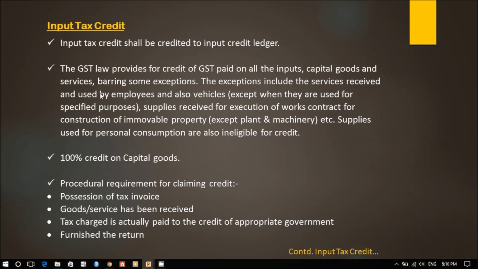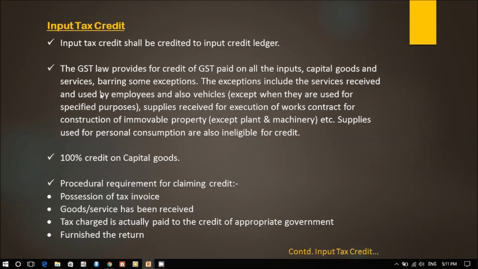Input tax credit shall be credited to input credit ledger. This input credit ledger is the online portal that will be maintained by the government, in which the amount of the credit would be shown. The GST law provides for credit of the GST paid on all the inputs, capital goods, and the services, bearing some exceptions. Generally, GST law would provide the credit of the input, capital goods, and the service, but there are few exceptions in which credit would not be allowed.